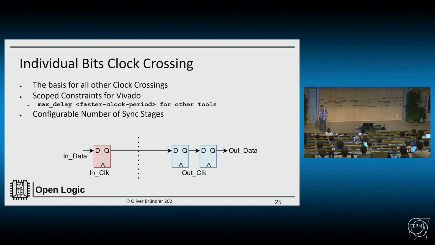The number of sync stages over here you can configure, so you can reach higher MTBFs if you want. And this then applies to really all the clock crossings. They will give you the number of sync stages configurable.